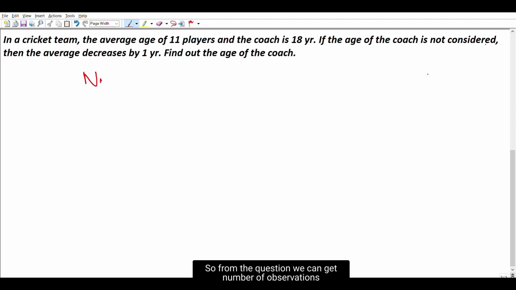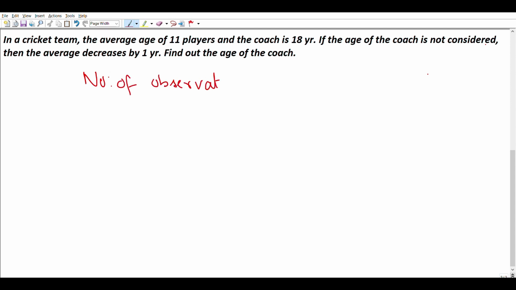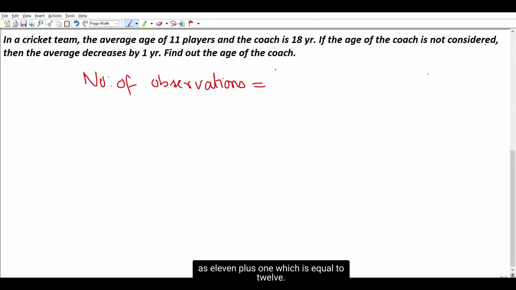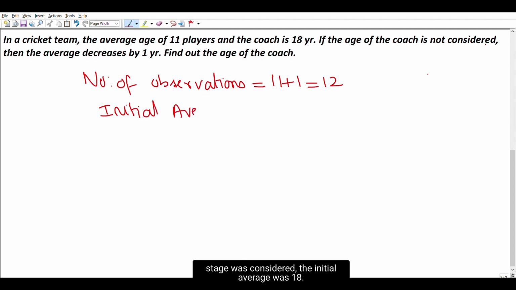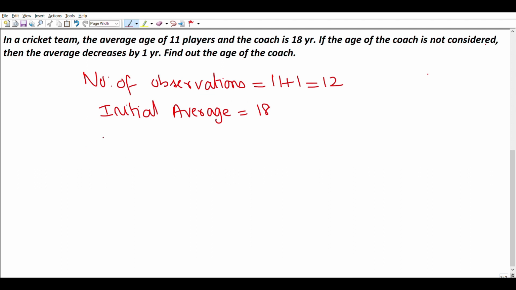So from the question, we can get the number of observations as 11 plus 1, which is equal to 12. Therefore, since there are 11 players and one coach, the total number of observations is equal to 12. So initially, when both the players' and the coach's ages were considered, the initial average was 18.